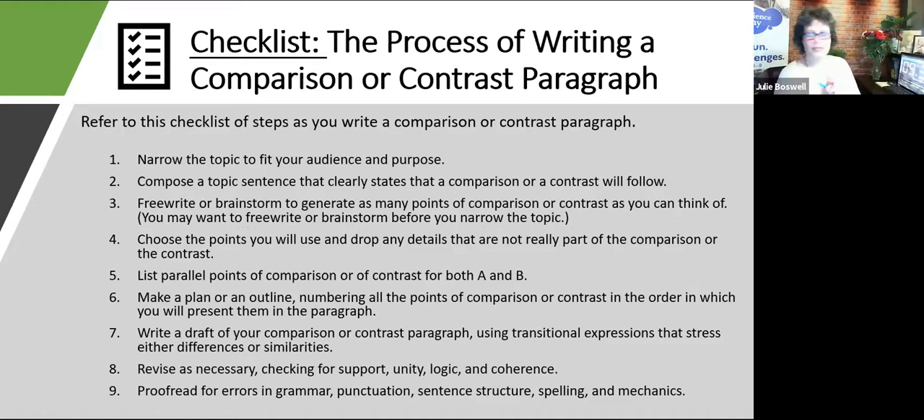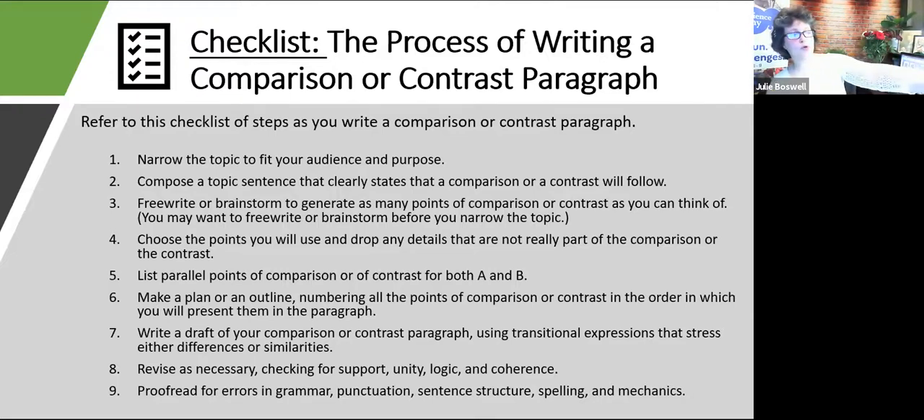Here's the checklist, the process of writing a comparison or contrast paper that you can refer to as you write your paragraphs. First, of course, narrow the topic. I think that's the hardest part sometimes, coming up with a topic that's focused enough. And after that, everything kind of falls into place. For me, the hardest part is narrowing the topic. Then you want to compose a topic sentence that clearly states that a comparison or contrast will follow. Let them know what you're doing. And it doesn't have to be as clunky as "I will compare these two items." You can be more artful if you want.